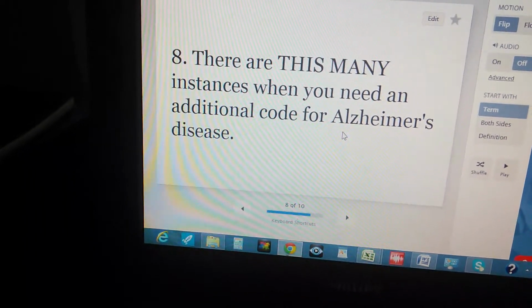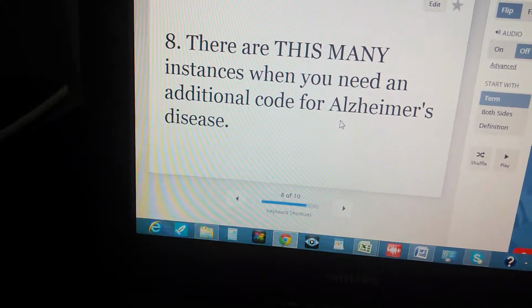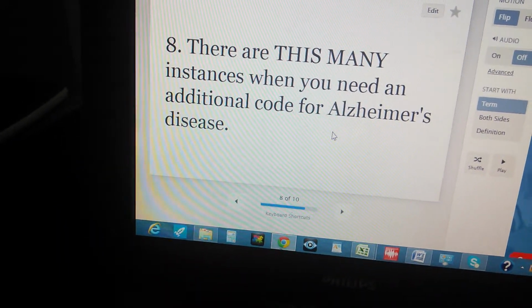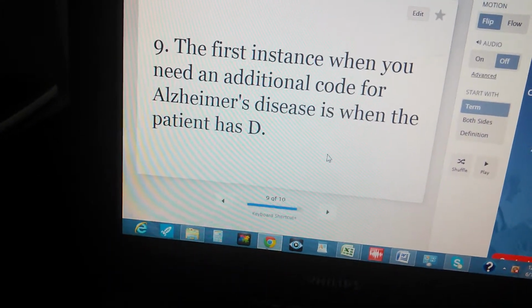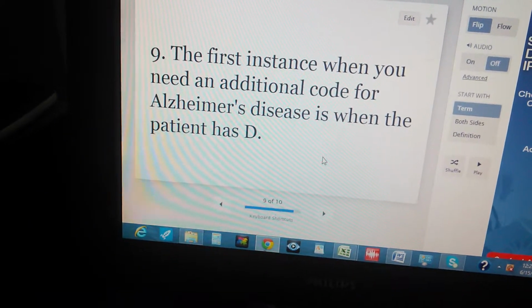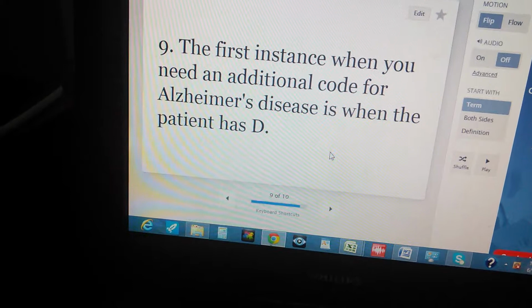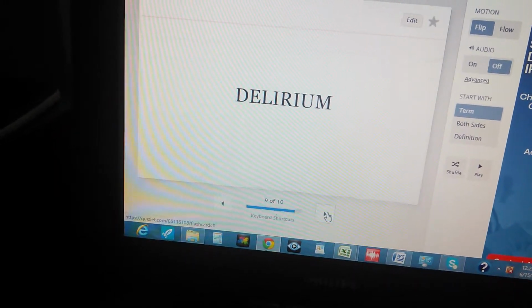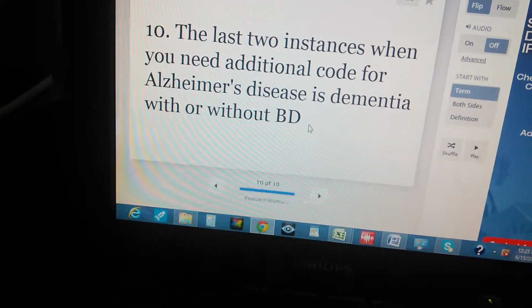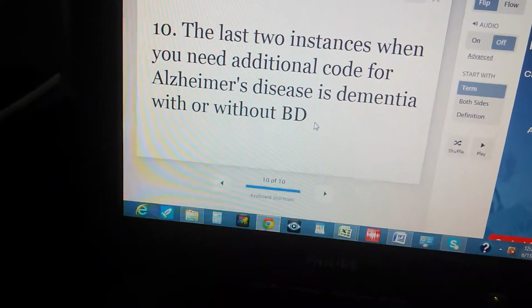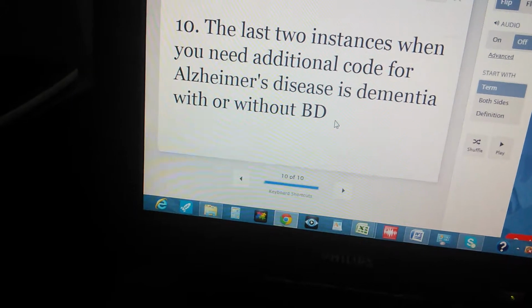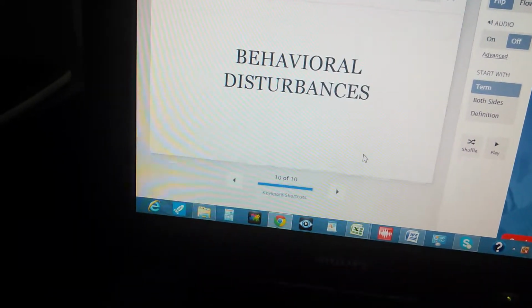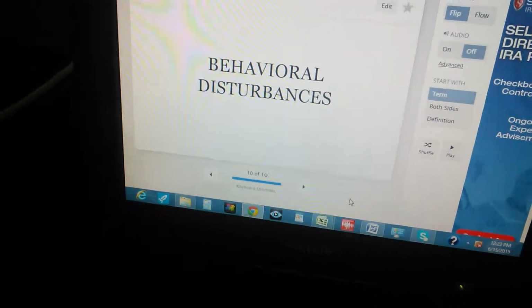8. There are this many instances when you need an additional code for Alzheimer's disease. 3. 9. The first instance when you need an additional code for Alzheimer's disease is when the patient has D. Delirium. 10. The last two instances when you need an additional code for Alzheimer's disease are dementia with or without BD. Behavioral disturbances. Okay, those are the 10 questions.